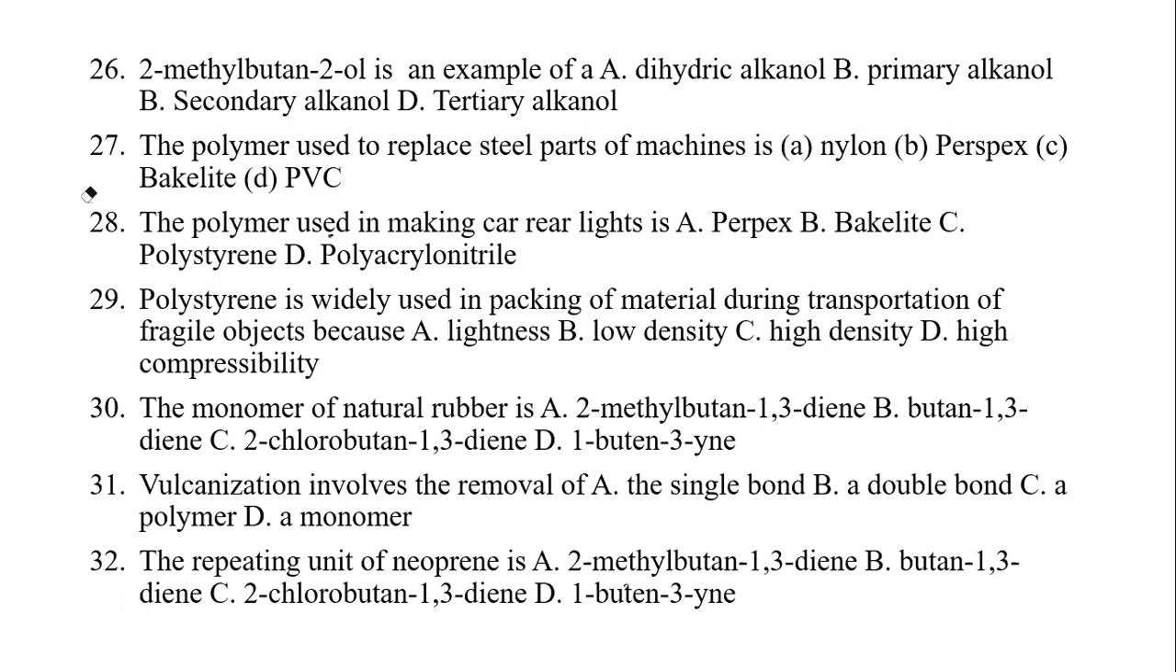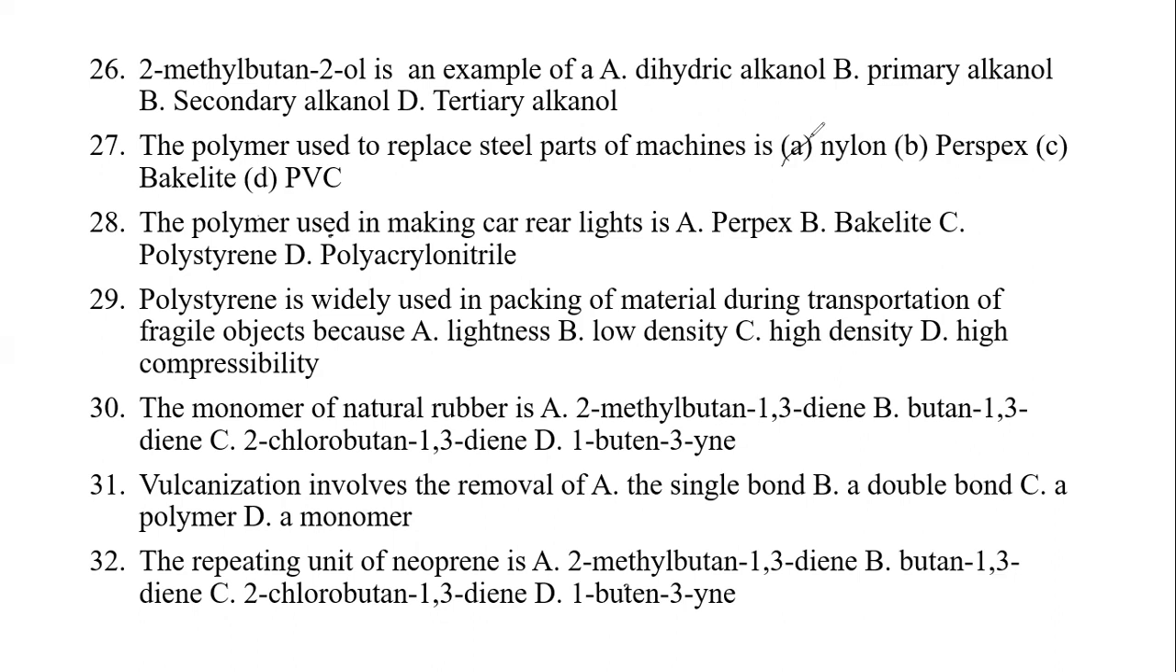Now question number 27 says that the polymer used to replace steel parts of machine is what? Nylon. That is option A, the correct answer. Nylon is not just the nylon you use in wrapping sugar. This nylon is actually polyamide, which is produced from the reaction between a dicarboxylic acid and diamine.